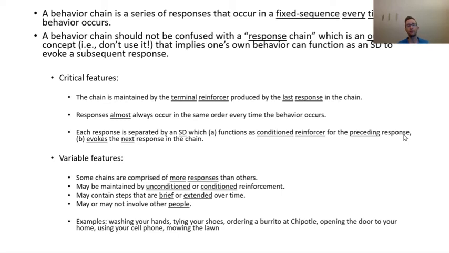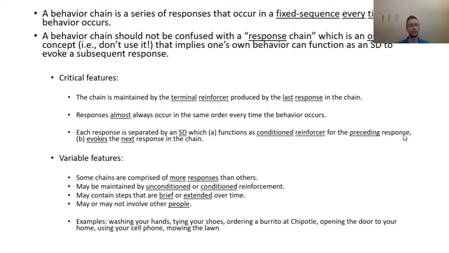And so here are some examples of behavior chains. Washing your hands, tying your shoes, ordering a burrito from Chipotle, opening the door to your home, using your cell phone, mowing the lawn. These are examples of behavior chains. Another one is a student putting their belongings in a cubby and walking to their designated seat in class.